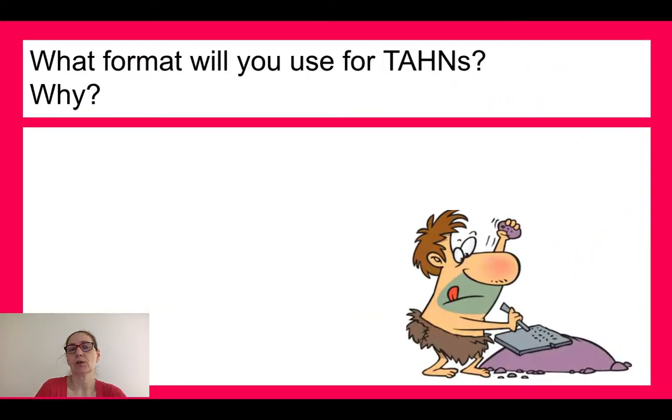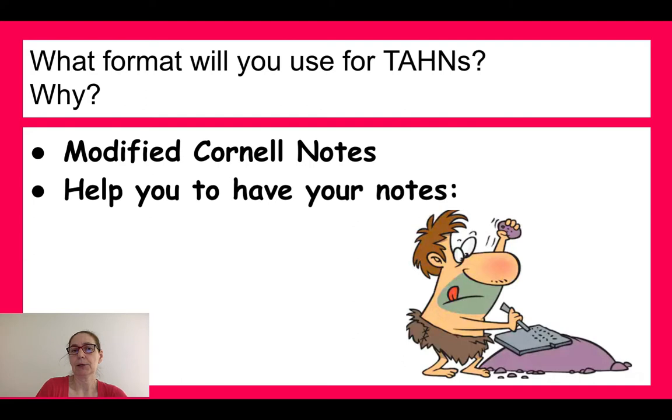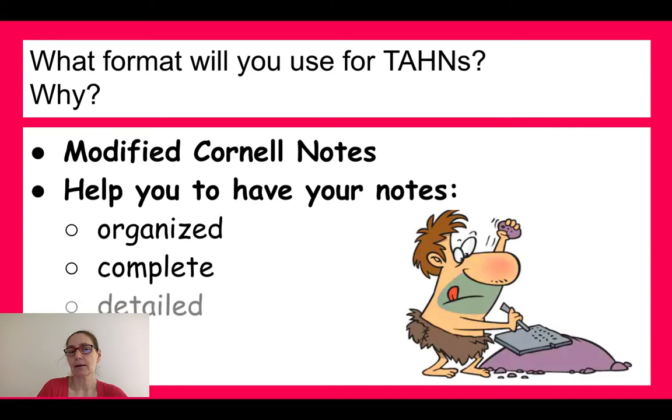Okay, so we chose a format that you will use for the TAN, which is the modified Cornell note. So why did we choose this format? They ensure that your notes are organized, they are complete, and detailed enough. So often in the past, when we had students just take notes however format they liked, detail was missing, or they weren't organized enough. And when they tried to go back and study for a test or quiz, they had trouble because they couldn't find the main points. So we decided to use modified Cornell notes.